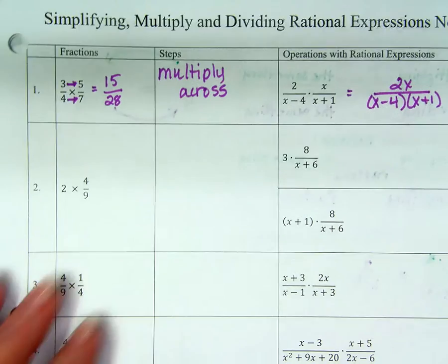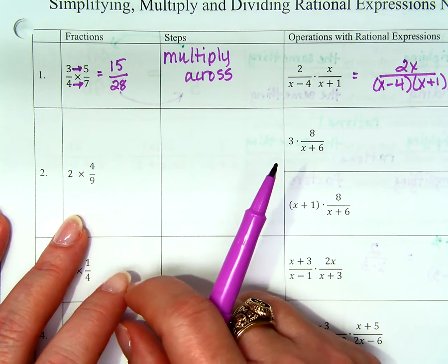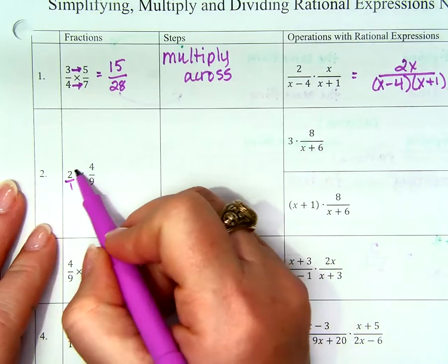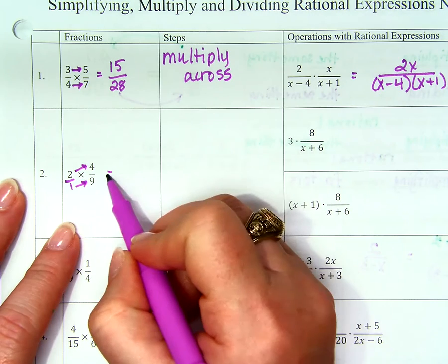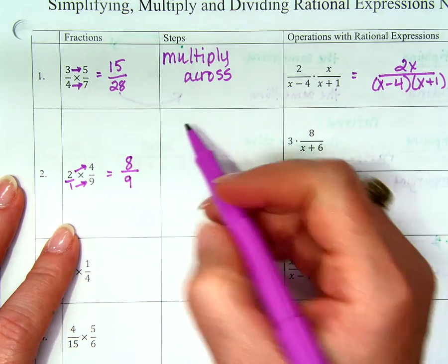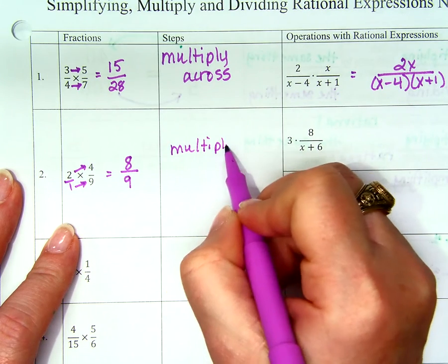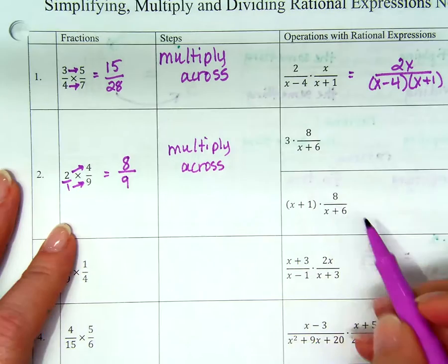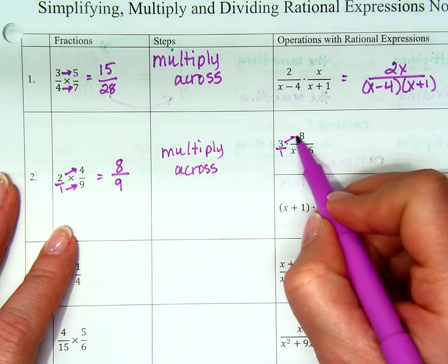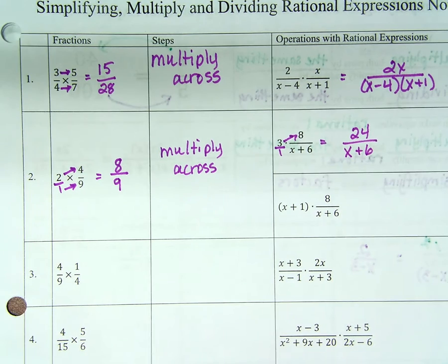All right? What about number 2? Ooh, that looks hard. Oh, it doesn't? Oh, yeah, it's just 2 over 1. Oh, now I have 2 fractions. What do I do? I'll multiply across. There and there. So, 8 over 9. What steps did I take? Multiply across. So is this any harder? 3 over 1. Multiply across. Done.